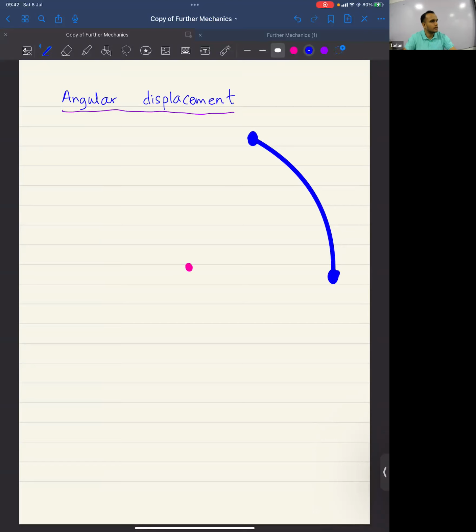Okay, an object moves in a circular path, starting from this point to this point. So it has a particular center, and with respect to that center, there is a certain angle it is making. The angle that it is traveling is what you call the angular displacement. Okay. So it is measured in what then? It's measured in angle. So the unit that is used is radians.